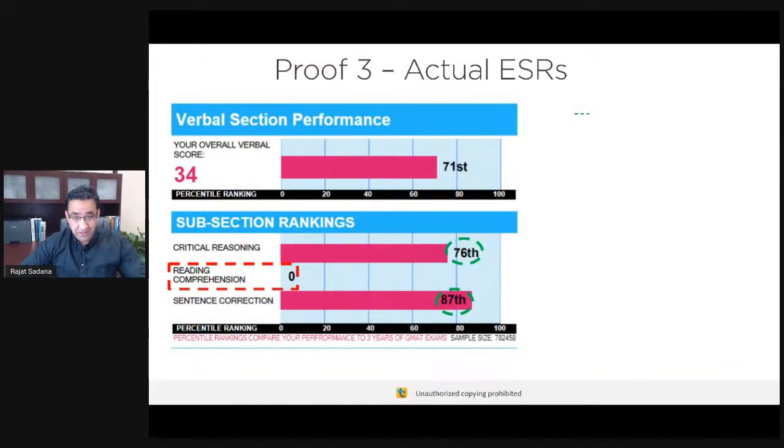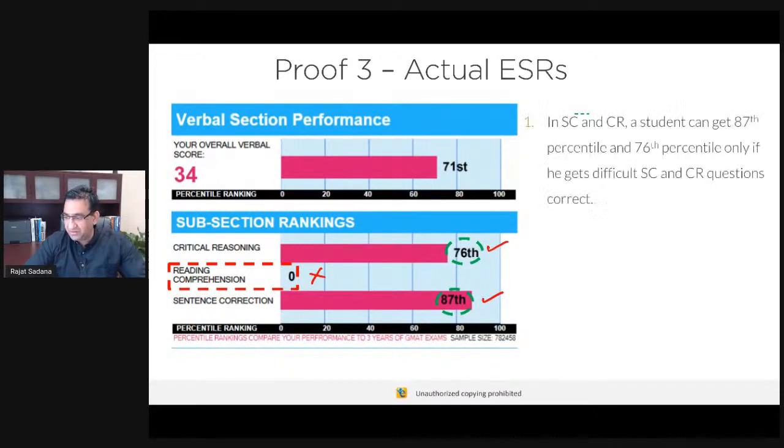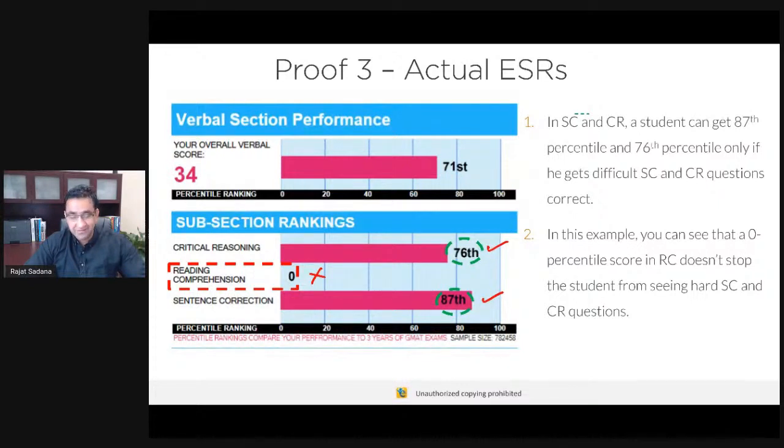Actually, ESRs show that as well. Here's an ESR of a student, and there are tens of those ESRs that we have, where a student has gotten a 0 percentile score in reading comprehension, yet is able to get an 87 percentile in sentence correction and 76 percentile in critical reasoning. And again, these are not as common because people don't do these experiments on the actual GMAT. It costs $250, but you see those ESRs as and when they happen.